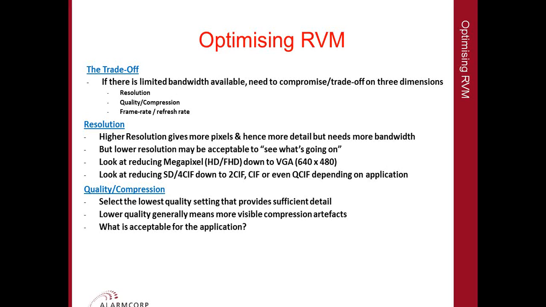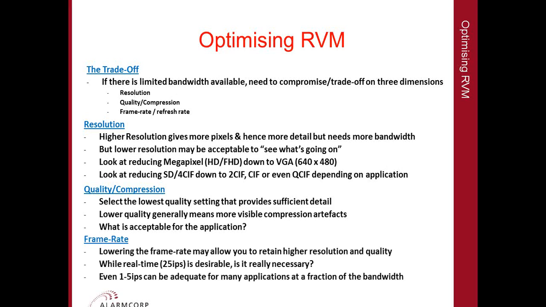And the final dimension that we can look at is the frame rate. If we lower the frame rate, we may be able to use higher resolution and higher quality. Obviously, the holy grail is real-time at 25 images per second. But is it really necessary? For many applications, even 1 to 5 images per second remote transmission is going to be more than adequate, and it's a fraction of the bandwidth. So I guess the real key is here, we look at the application, we look at the available bandwidth, and we have to trade off these 3 dimensions to get the optimal resolution for the site in question.